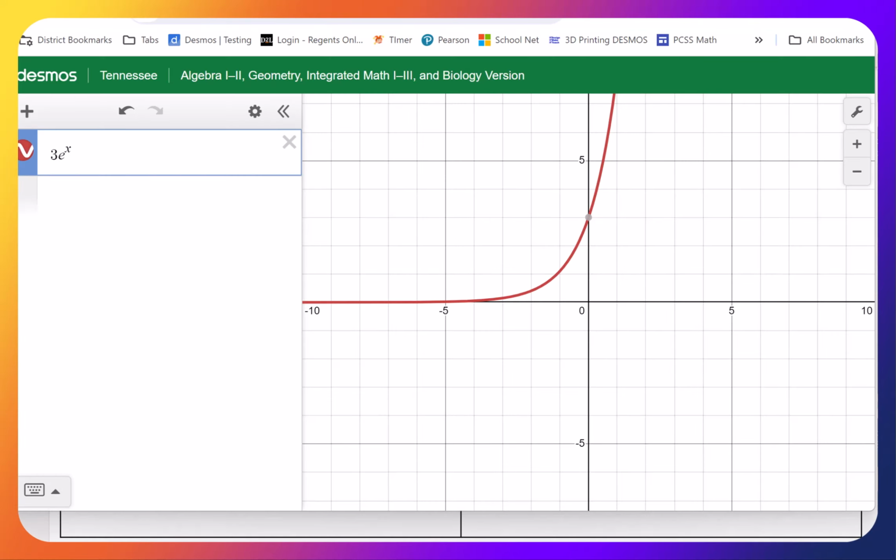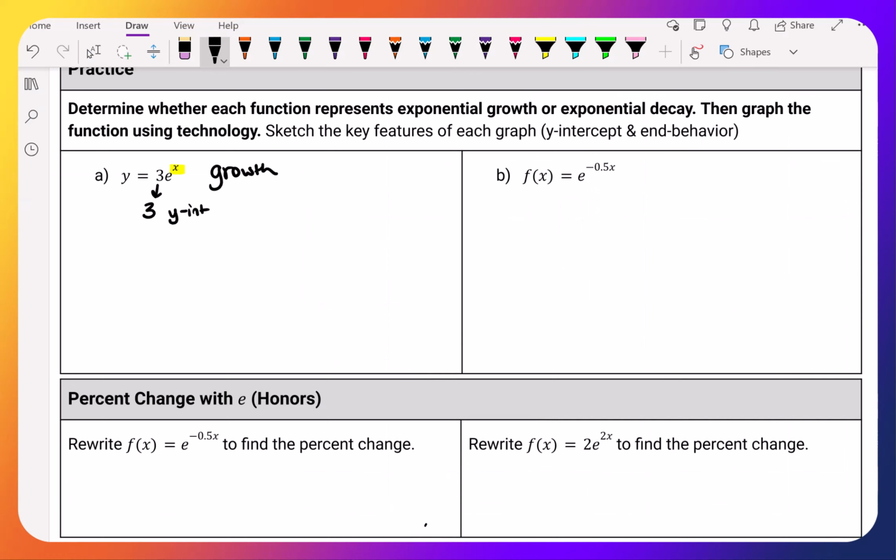So let's graph it in Desmos and see what it looks like. I've typed in 3e to the power of x, and this looks exactly as I expected. It has that growth pattern. You can see that it looks like it gets closer to the x-axis, but it's never going to get there. And your y-intercept is exactly where we predicted it, at (0, 3). So let's go back over to our notes and write a few key things down: y-intercept and our end behavior.